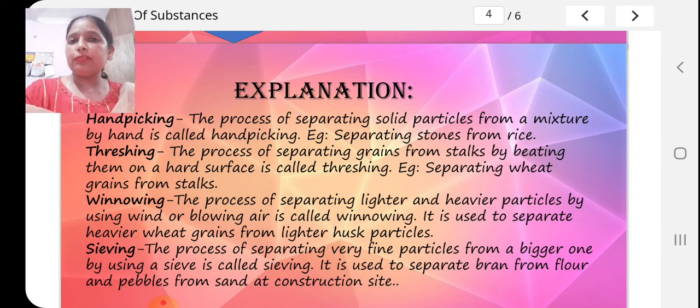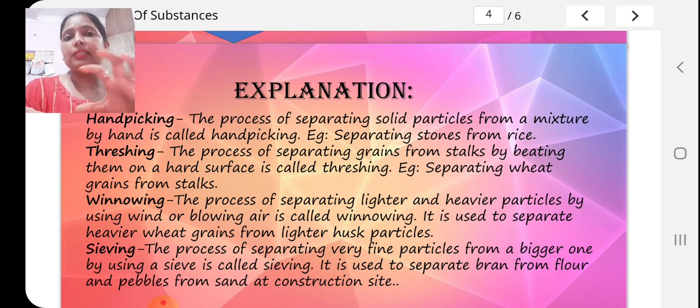So in case of threshing, the grains are removed from their stalks by beating the stalks on a hard surface. That hard surface may be a stone or it may be a big wood piece, and they beat the stalks with their grains on that hard surface. Then the grains become separate from their stalks. So this is the process of threshing.